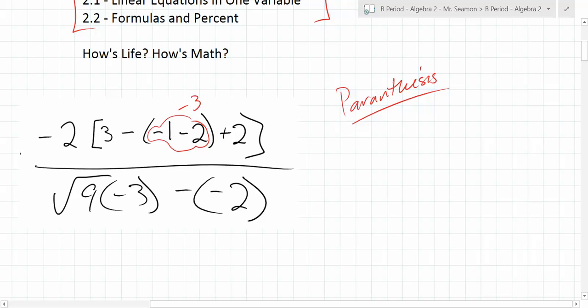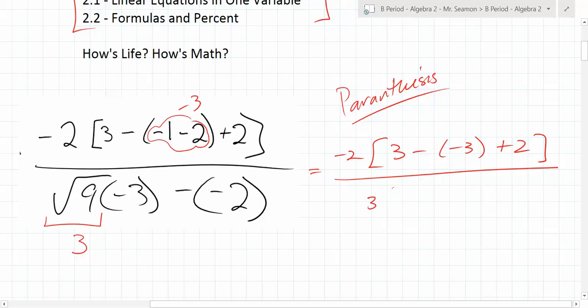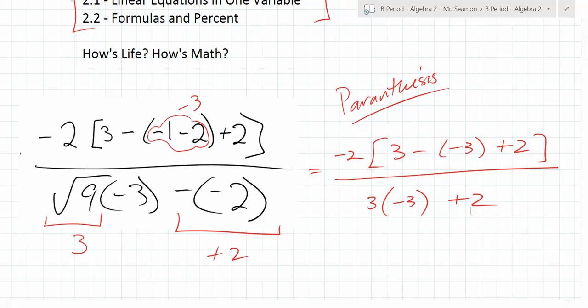-3. And then down on the bottom, is that the square root of 9 times -3? Yes. What is the square root of 9? 3. So let's just pause here and rewrite it. -2 times 3 minus -3 plus 2 all over what? 3 times -3. What's minus -2 mean? What's plus 2? Plus 2, exactly. Very nice. Okay.